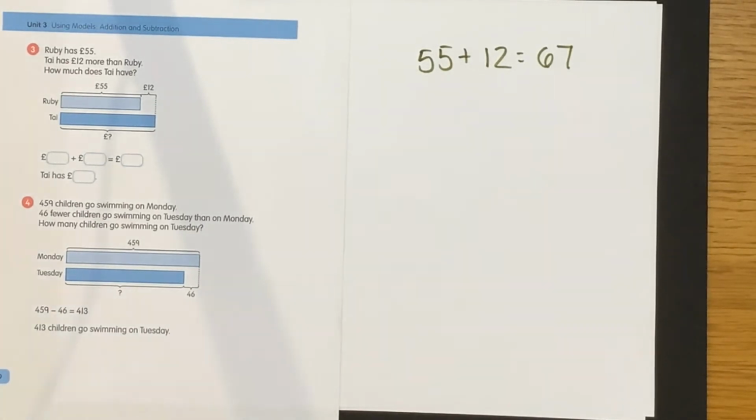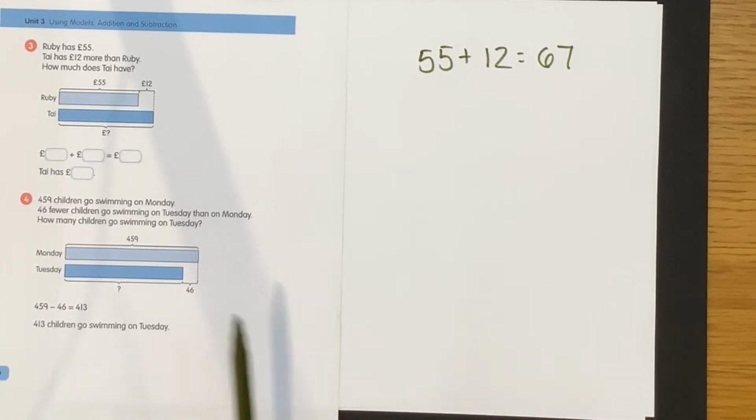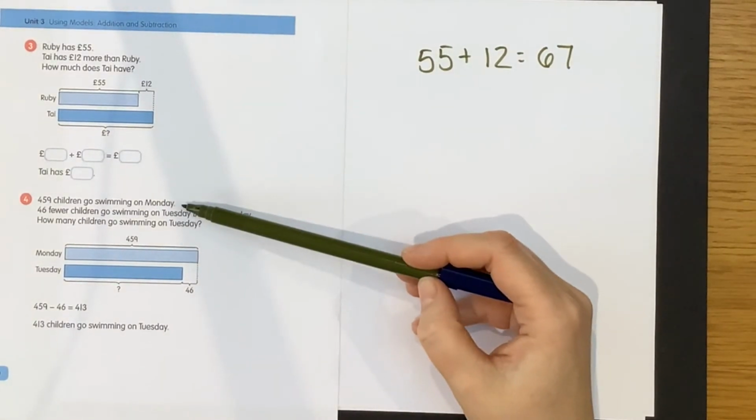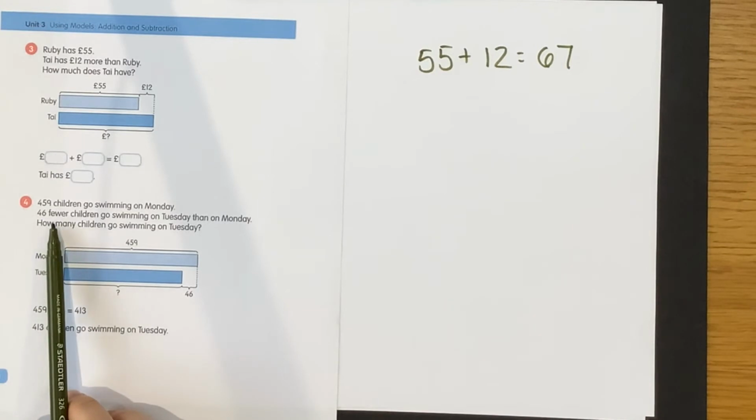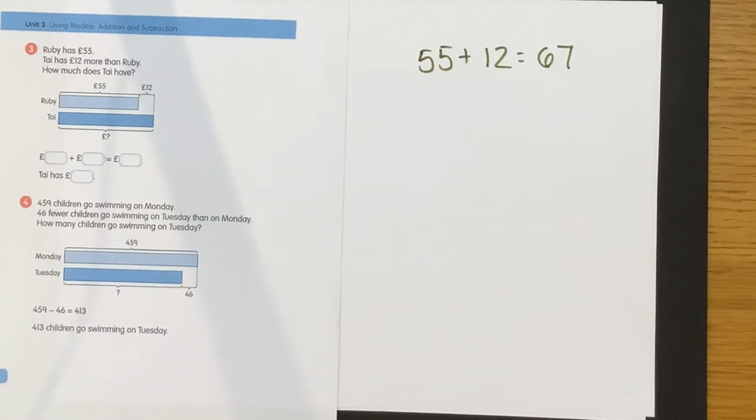Now this one is slightly different. Let's have a look at number 4. The information we've got this time is a little bit different. 459 children go swimming on Monday. 46 fewer children go swimming on Tuesday than on Monday. How many children go swimming on Tuesday?